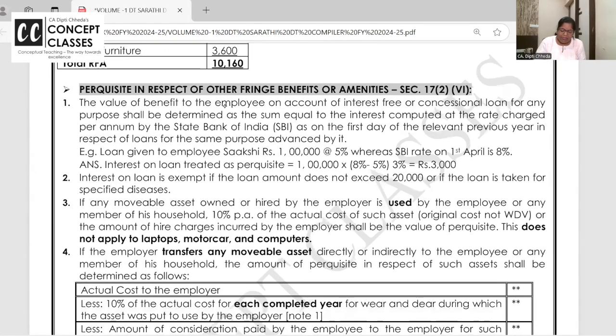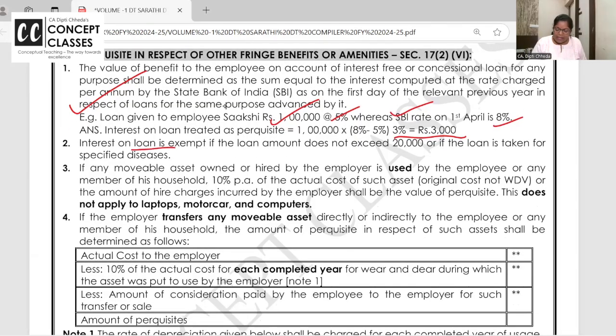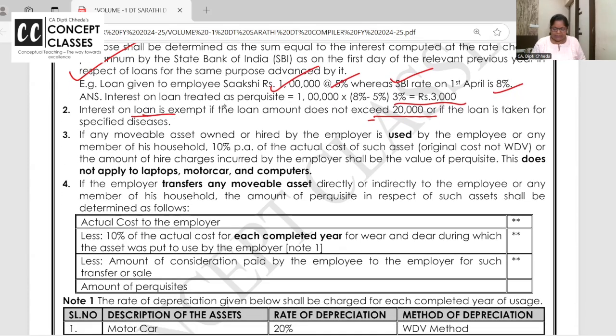Now, if employer has given loan to employee 1 lakh rupees at 5%, compare it with the SBI's rate on the first day. Say it's 8%. So 3% is taxable. Interest on loan is exempt up to 20,000, uske beyond taxable. Movable asset, if it is transferred to employee. If the movable asset is used by employee, then 10% of the actual cost other than laptop, motor car, computer.